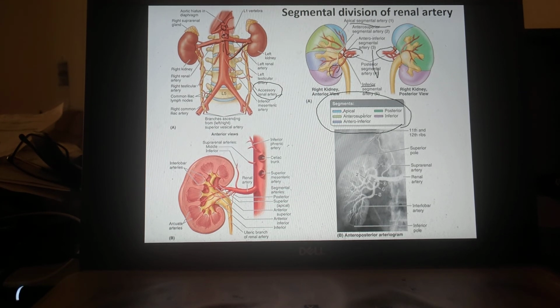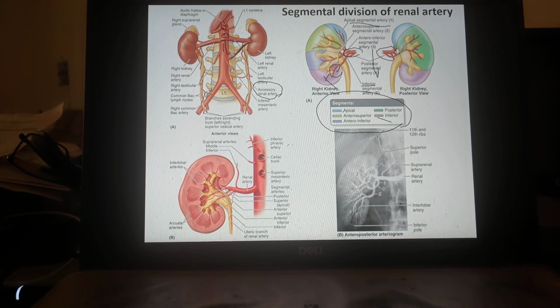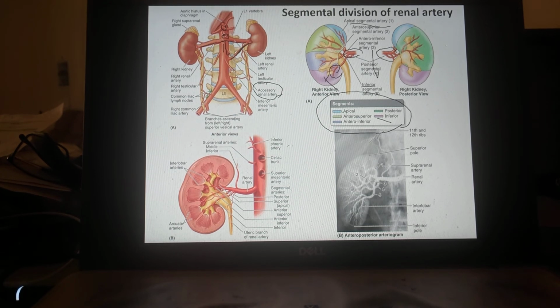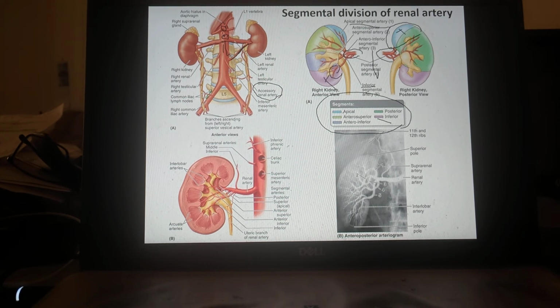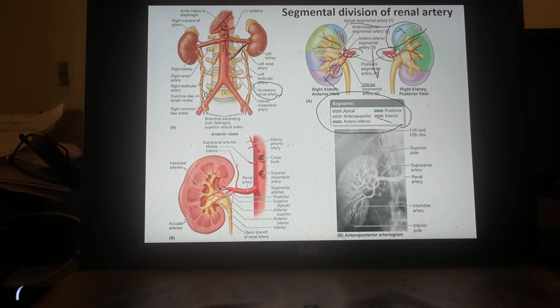So here are the segments of the kidney: apical, for example, posterior, anterior-inferior here, anterior-superior here, anterior-inferior here, and also this is the inferior segment. Why is it important to know that? Because sometimes these arteries become blocked or obstructed, so there is damage to one segment of the kidney, and maybe we can remove one segment only. We call it segmentectomy, or removal of one segment. That's important clinically.